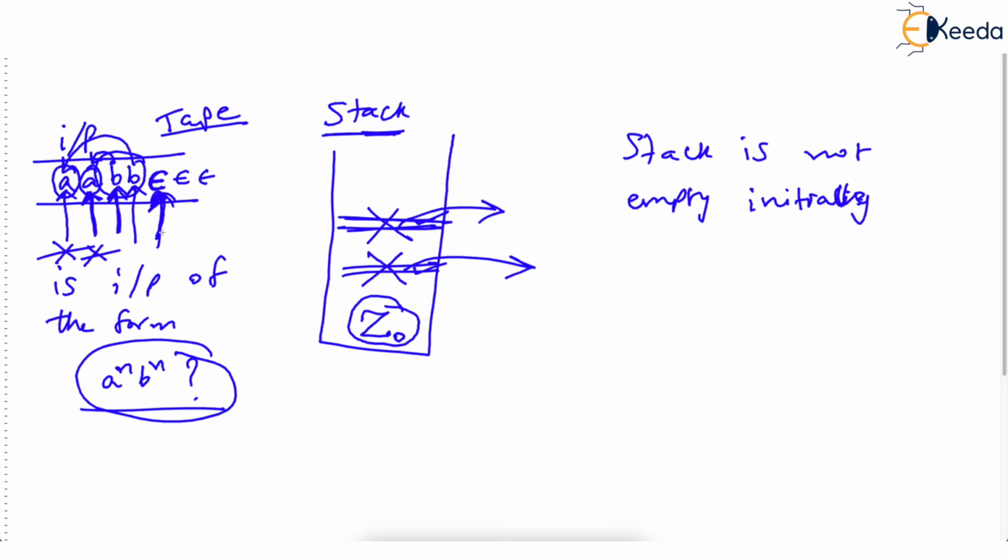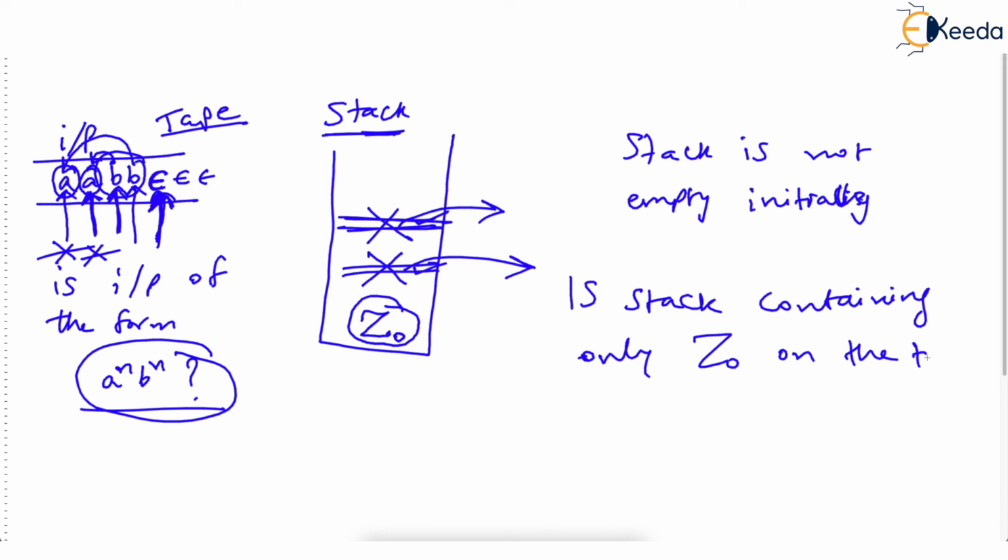Now, as soon as we read this epsilon, we just ask the question: is the stack containing only z0 on the top? Is the stack containing only z0? That means whatever a's you pushed in the form of x, are they removed? That means, is the tally of the number of a's and the number of b's matching? If only z0 is pending on the stack, then we would say that the input is valid and it was in the form of a raised to n, b raised to n.